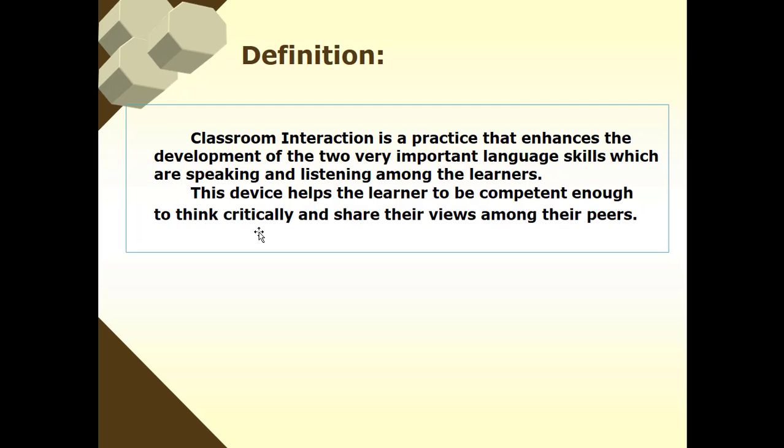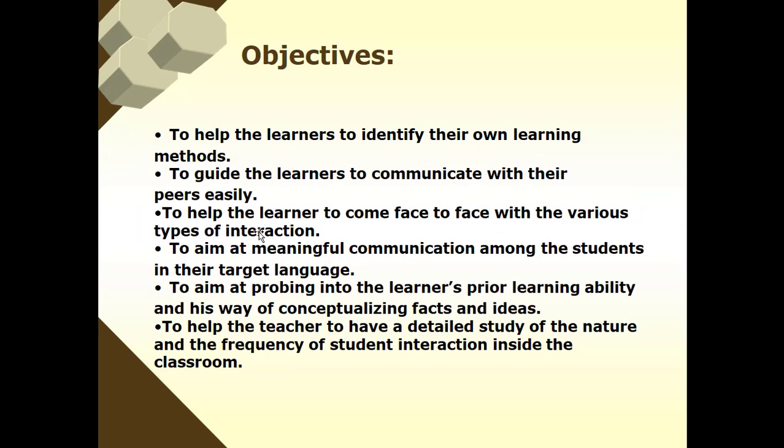Okay, so right here, in this interaction, the learner is expected to be highly competent, to think critically, and to share their point of view with their peers. Okay? When talking about the peers, I'm talking about the other students and the teacher himself. Okay. So, which could be the objectives related to this issue about classroom interaction?